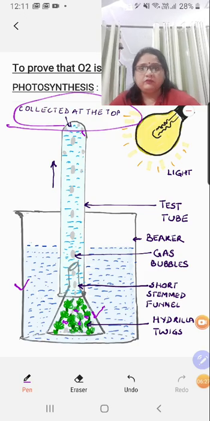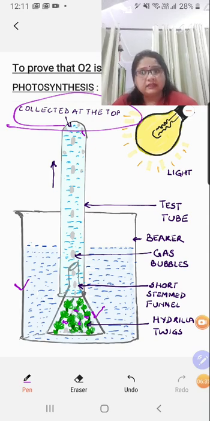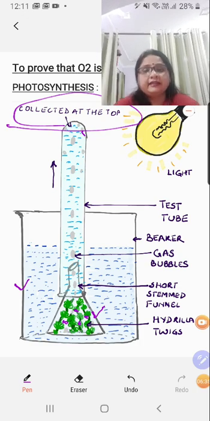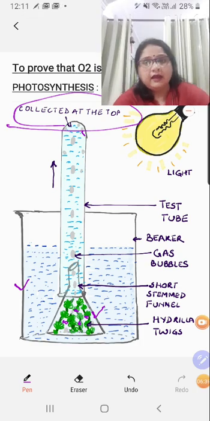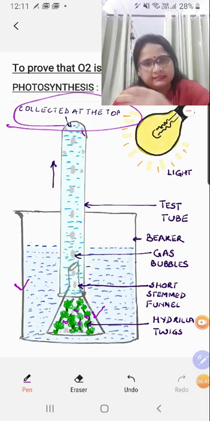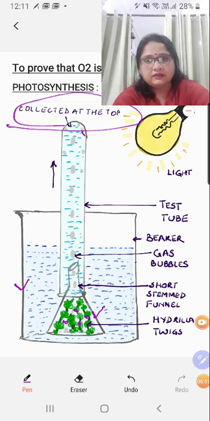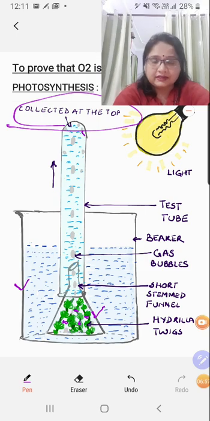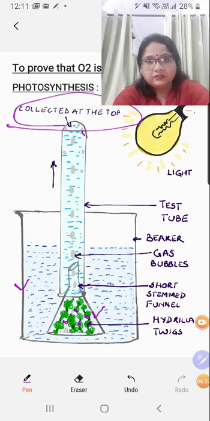Another thing that you can do, everyone doesn't have a glowing splinter at home, so you can take an incense stick. Everyone has it. In Hindi you call it agarbatti, right? The incense stick should be glowing, it should not be catching flame, and you take that incense stick to the mouth of the test tube, it will start catching flame. So whenever such experiments are done, these prove that the gas which is collected in the test tube is oxygen. Right, children? Very, very important experiment again.